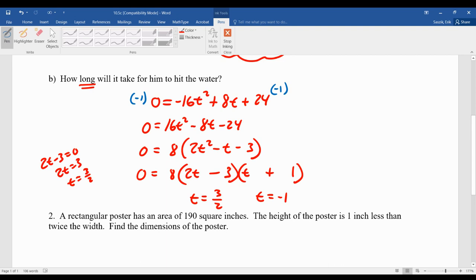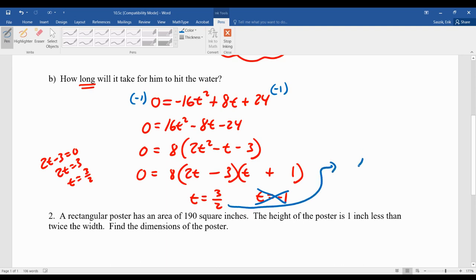Now, we're not quite done yet, though, okay? Because think about, what does t stand for in this problem? T stands for time in seconds. And no matter how badly sometimes we want to, we cannot go back in time. This answer of t equals -1 makes no sense. So we cross that one out.